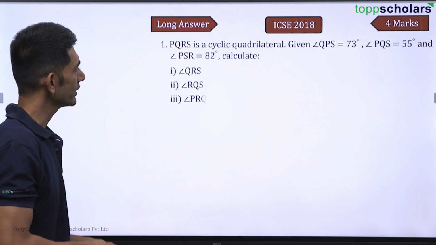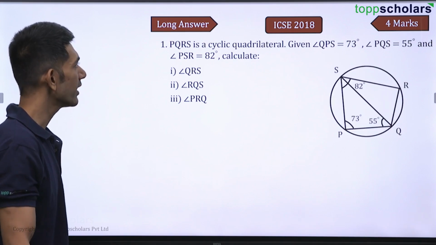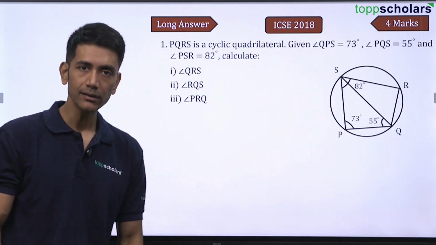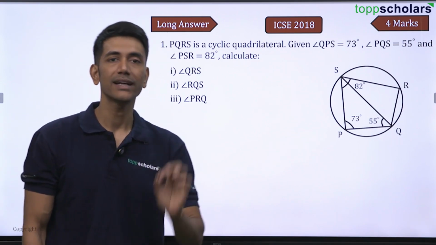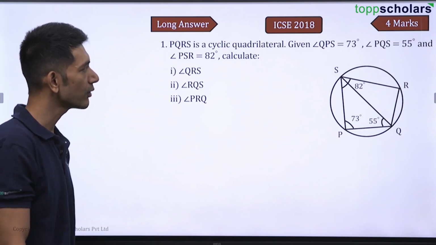So here is the first question. The first question says, quadrilateral PQRS is a cyclic quadrilateral. Now what is the meaning of a cyclic quadrilateral? A quadrilateral where all the 4 vertices lie on the circle. So quadrilateral PQRS is a cyclic quadrilateral.